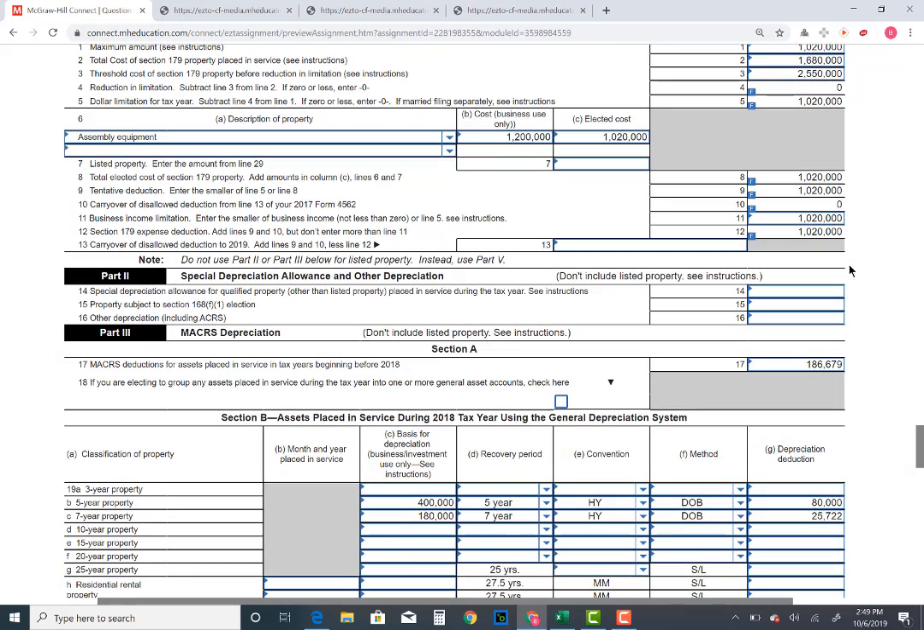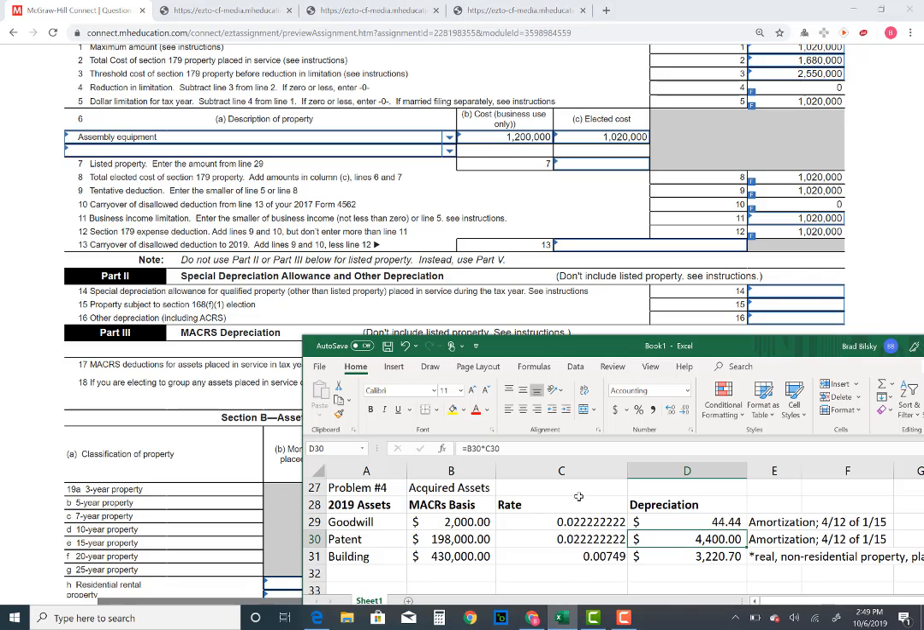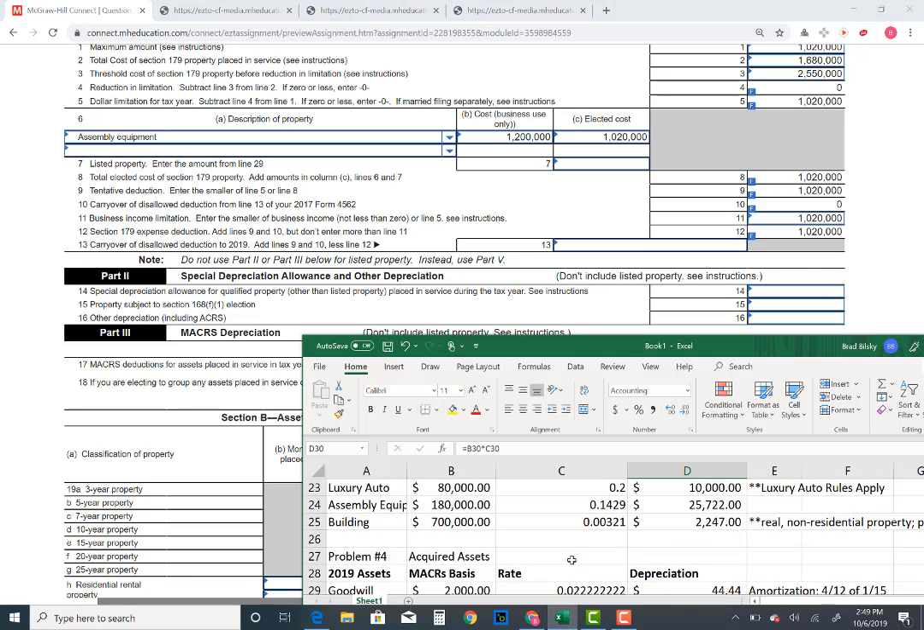This 186, the next line that we're going to fill out, is referring to those assets we bought in 2018. How much depreciation are we taking this year? Well, again, we can't take 179 depreciation, but we do have our typical MACRS depreciation. That's what we calculated earlier, right?